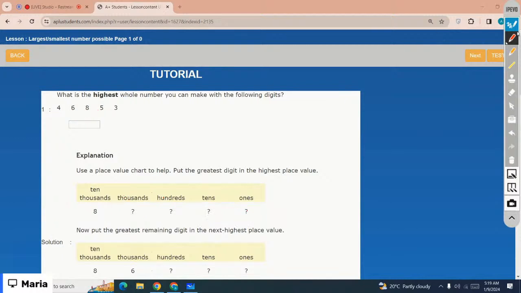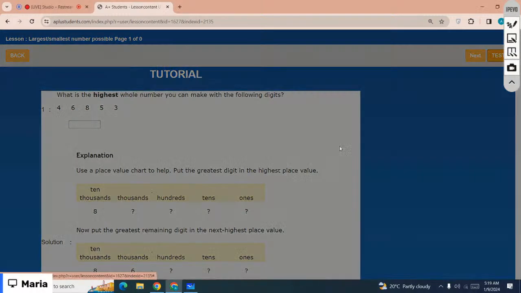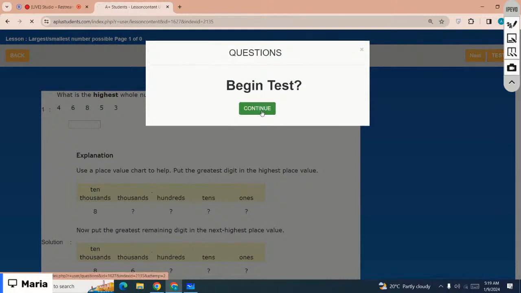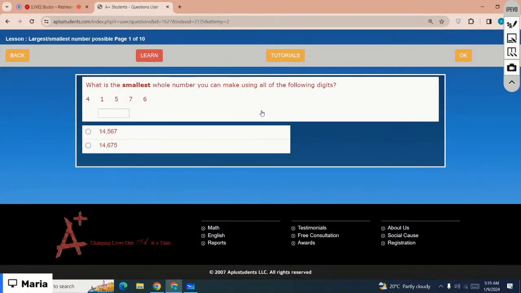Let's just start with the test questions. Okay, what is the smallest whole number you can make using the following digits? So, which is the correct option? When you are going to make the smallest number, you have to do the same in the opposite direction, right?